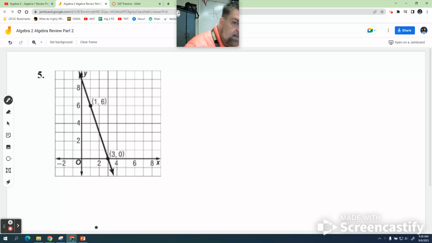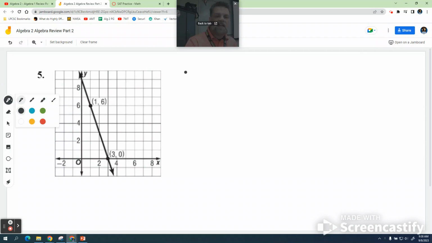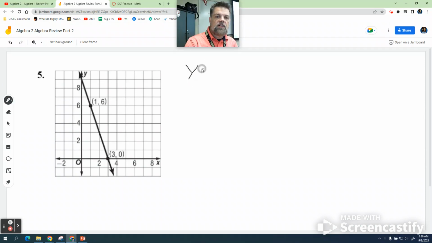All right, so on this particular problem, what we're being asked to do is write this linear equation in the slope-intercept form, which is y equals mx plus b. So I need to know the m and I need to know the b. Now I went over this with the other class and they said, well, Mr. Adams, this is easy. B is the y-intercept. And it looks like it crosses here at 9, so we assume that it's 9.